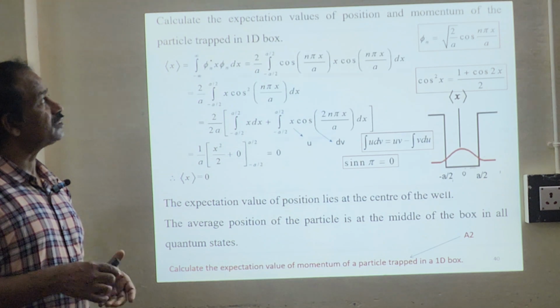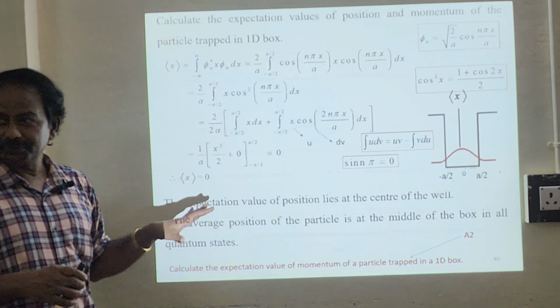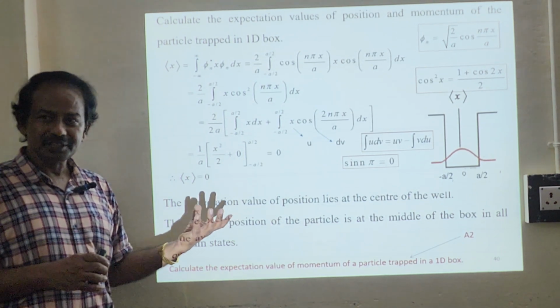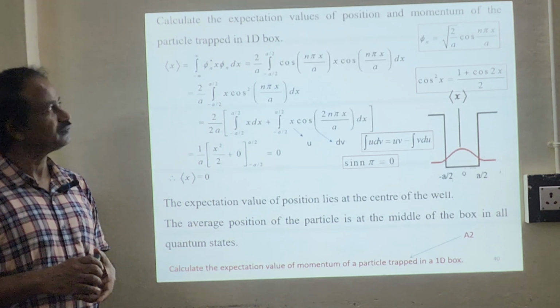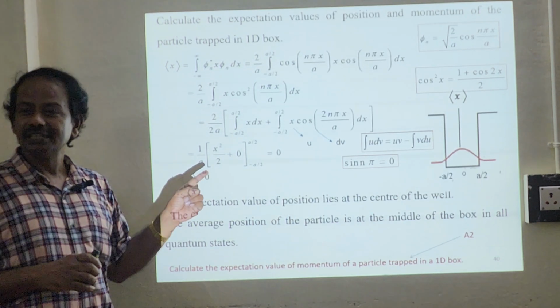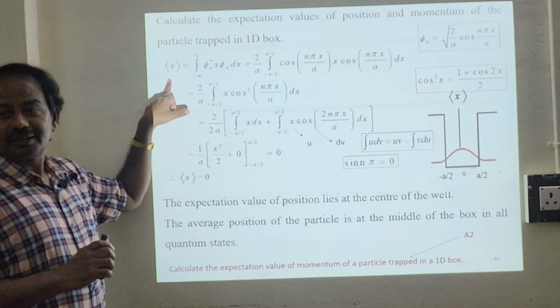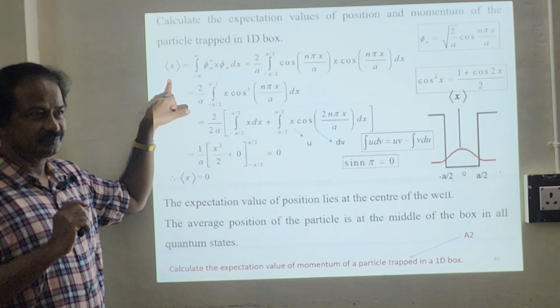Calculate the expectation values of position and momentum of the particle trapped in a 1D box. So this is what we solved in the previous one. This is a similar problem to what we solved for the infinite quantum well, and this is for the finite quantum well. So we are going to use the symmetric solution only, and find the expectation value of the position, where the particle will be found more.